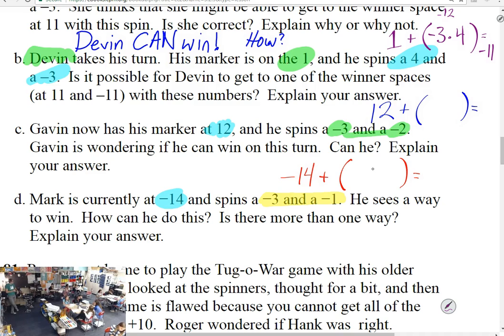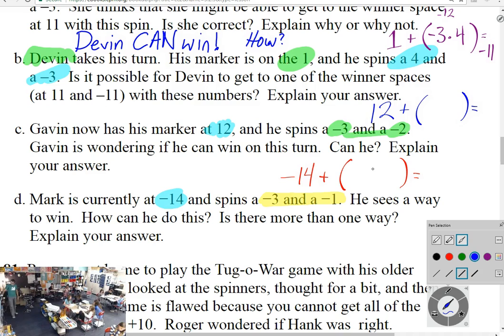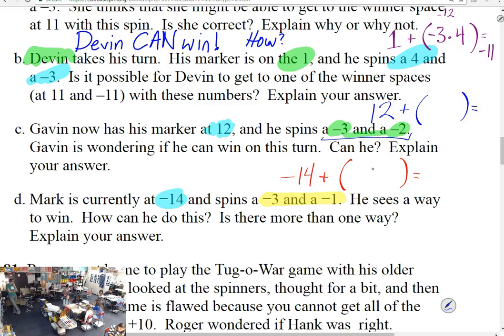And C, do you think Gavin can win? Alex thinks so. What do we do with the negative 3 and the 2 to get Gavin to win? Yeah, which order? My negative 3 first or my negative 2 first? So if I do negative 3 minus negative 2. What's minus a negative? Plus a positive. So this is really addition. Negative 3 plus 2 is what? Negative 1. What's 12 plus negative 1? 11. And Gavin wins the game.